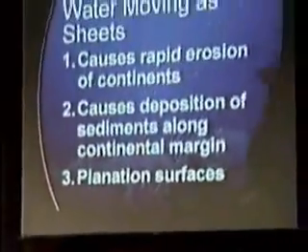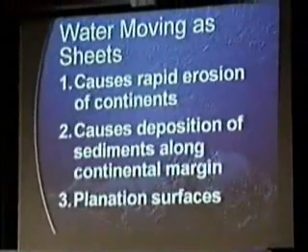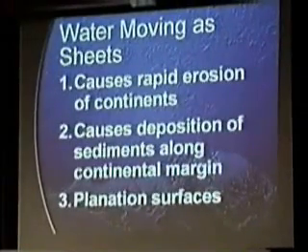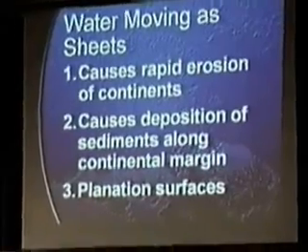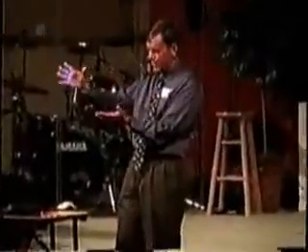So I talked about water moving as sheets. It causes rapid erosion of the continents, and the deposition forms the continental shelves. Now I'm going to talk about the third part of this. It's called planation surfaces. What in the world is a planation surface? Well, think of plane. That can give you a hint.